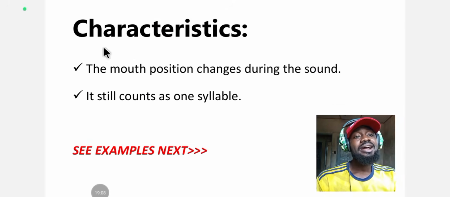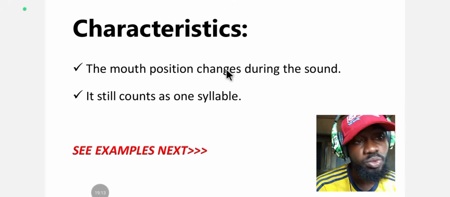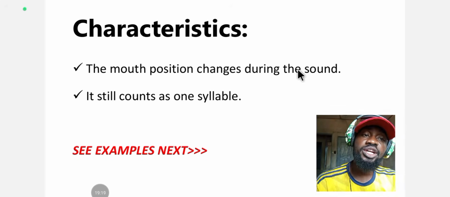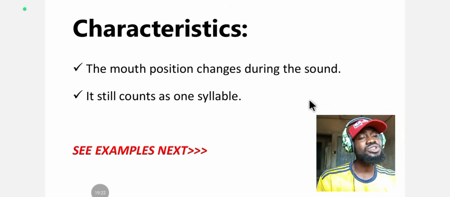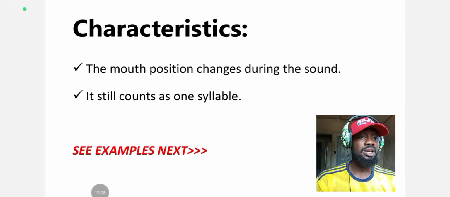Let's go. Characteristics of diphthongs. How do you know diphthongs when you see them? The first one is that the mouth position changes during the sound. Unlike monophthongs, during the pronunciation of diphthongs, the mouth moves from one position to the other. It's not easy to pronounce.